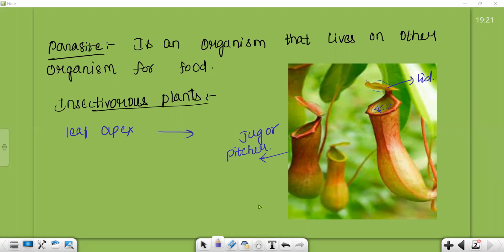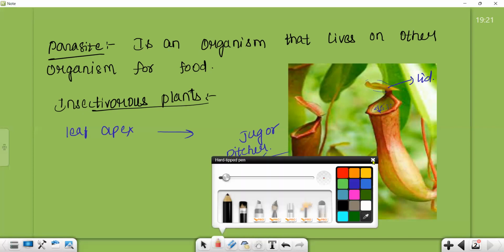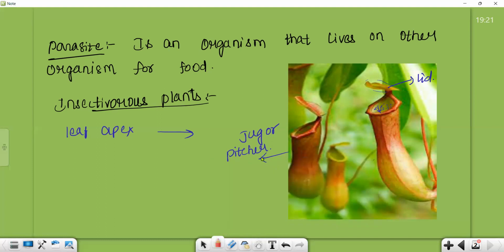Yes, ma'am. Okay. These plants eat insects because they live in soil which is deficient in nutrients like nitrogen, sulfur, phosphorus, etc. To attain these nutrients, these plants eat small insects and small animals which enter into them. So you can also call them carnivorous plants.